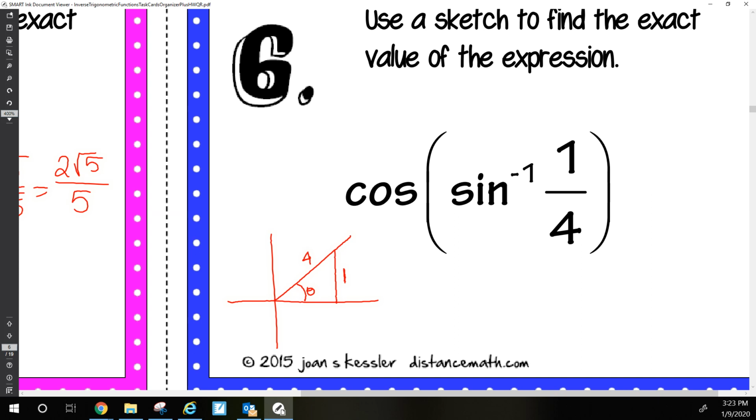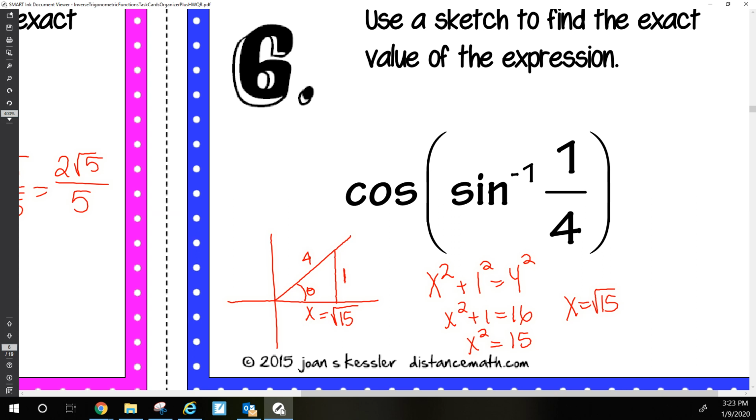And again, I use the Pythagorean theorem for that one. x squared plus 1 squared is equal to 4 squared. So x squared plus 1 is equal to 16. x squared is equal to, when I subtract the 1, 15, which means x is equal to square root 15.